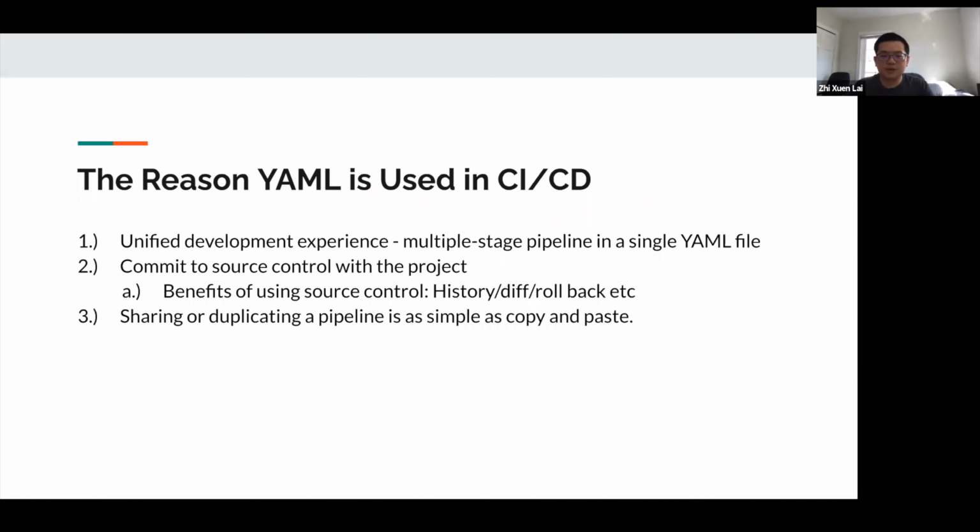Now we have learned about some syntax of YAML. Now we move on to why YAML is used in CI/CD pipelines. The first reason is it gives a unified development experience. You create multi-stage pipelines in a single YAML file, and it commits to source control with the project, and you get the benefits of history, diff, rollback, etc. And to duplicate the pipeline, since it is text, you can basically copy and paste, and you will create a new pipeline.